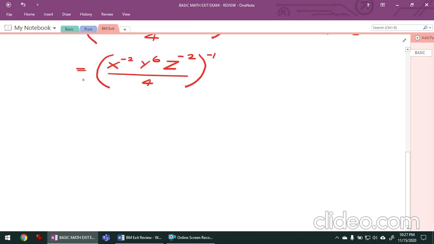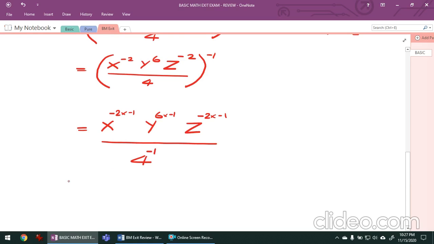Then equal to, we will give this power minus 1 to everyone. So x power minus 2 into minus 1, y power 6 into minus 1, z power minus 2 into minus 1. So this minus 1 comes everywhere. Divided by 4 power. 4 power nothing means here you have 1. So 1 into minus 1, minus 1.